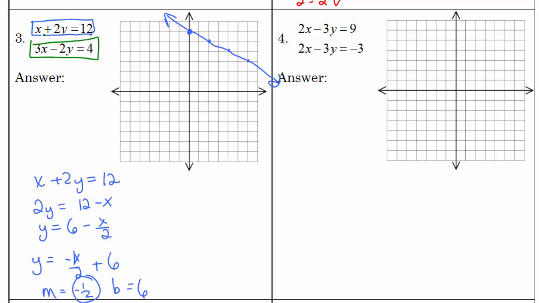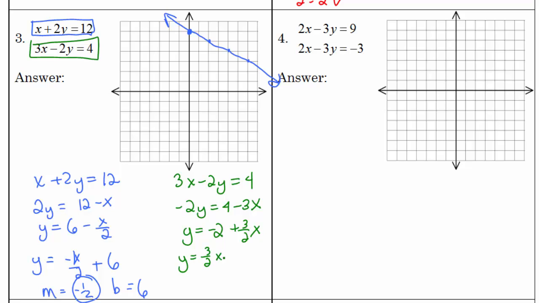Okay. Now I'm going to do this line and I'm going to do the same thing. So I'm going to subtract 3x, and I'm going to divide by negative 2, being very careful with those negatives. I'm going to rearrange. So my slope is 3/2, and b is negative 2. So up 3 over 2, up 3 over 2, ding, ding, ding, ding. Those intersect right there.